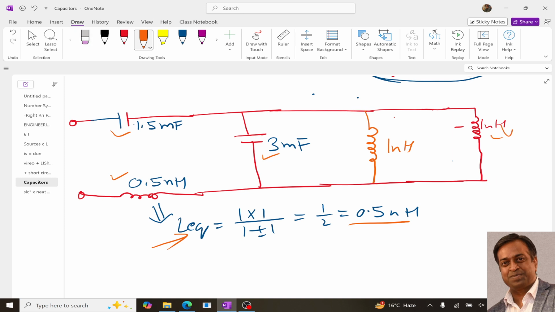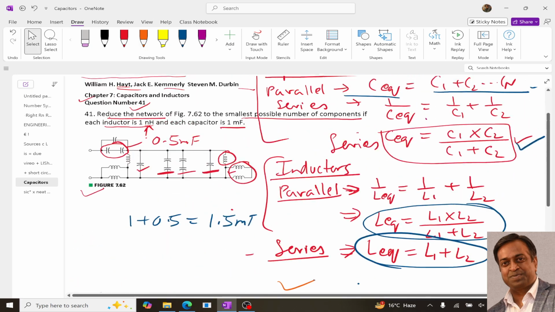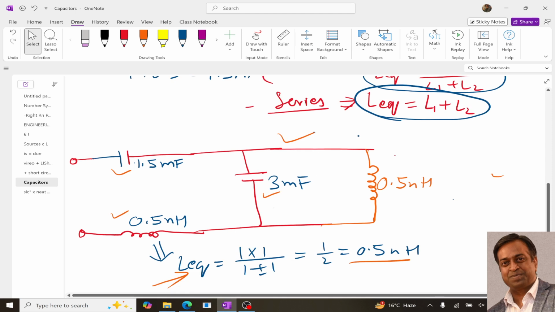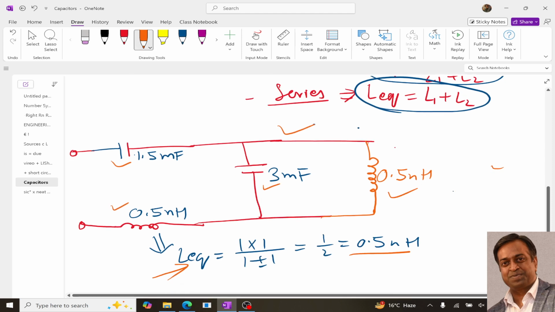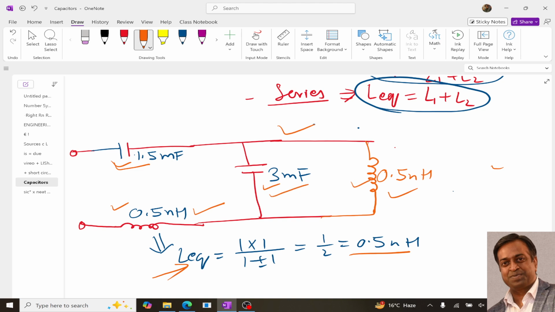So if I remove this one and replace it with the equivalent, I will get this. So let me remove this one, so it will be this. Now this is the reduced form of the given circuit. You can see that we cannot reduce this circuit further, because we have one capacitor over here, one inductor over here, and then this inductor and capacitor are in parallel, so we cannot combine them, right? So this is the reduced form of the circuit, right?